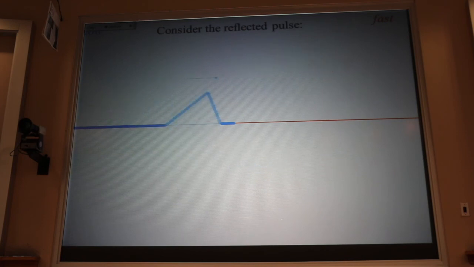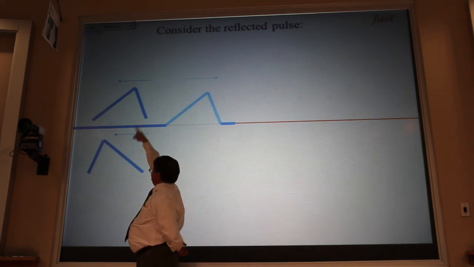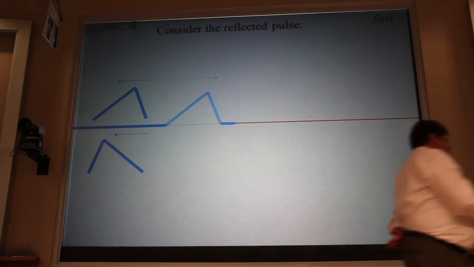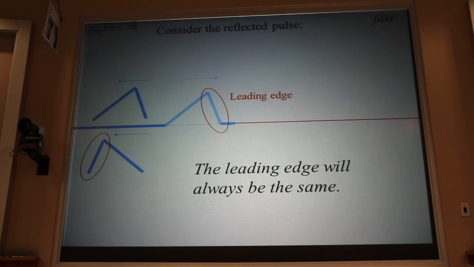Okay, one more question. If that comes in like that, the reflected pulse has to be on the same side, meaning up, but which way will it be oriented? Like this or like that? This or that? Like that. And the reason is the leading edge has to lead. Okay, the leading edge is the first part that hits the boundary, turns around and goes the other way. Okay, the leading edge always leads.